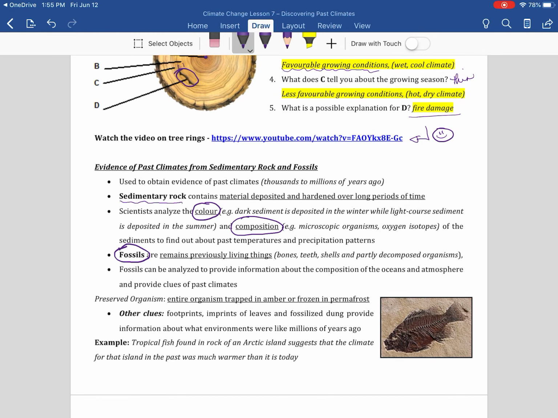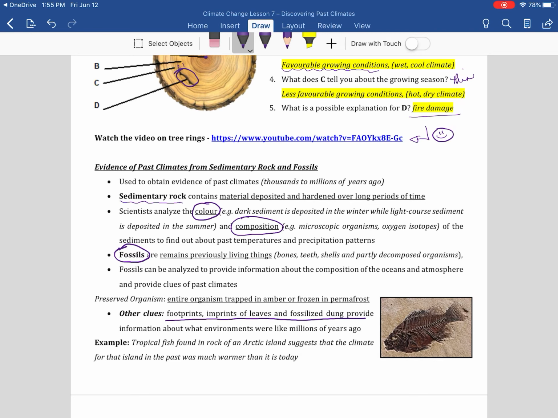Okay, fossils are remains of previously living things, so we often think of dinosaur fossils or other organisms trapped in amber, kind of like Jurassic Park-esque. Okay, so we can get information about who was living, what organisms were living in a particular area at a particular time.